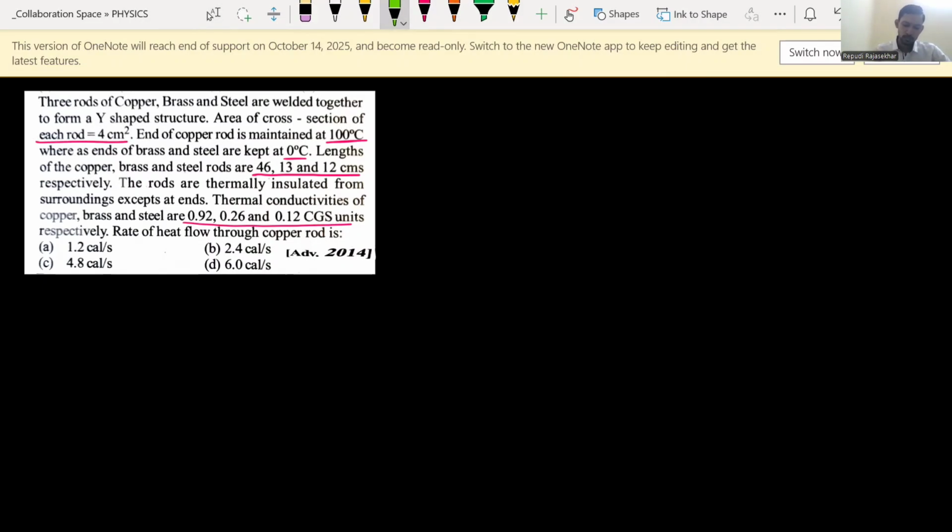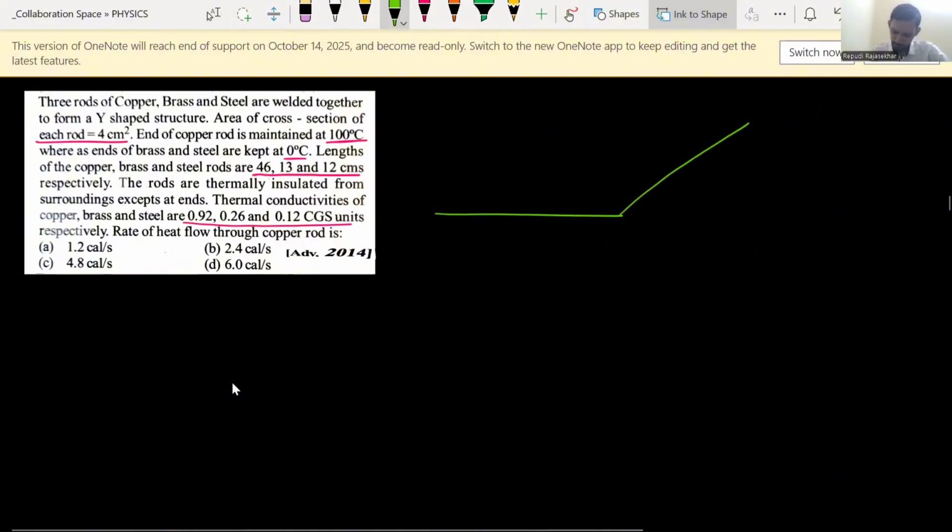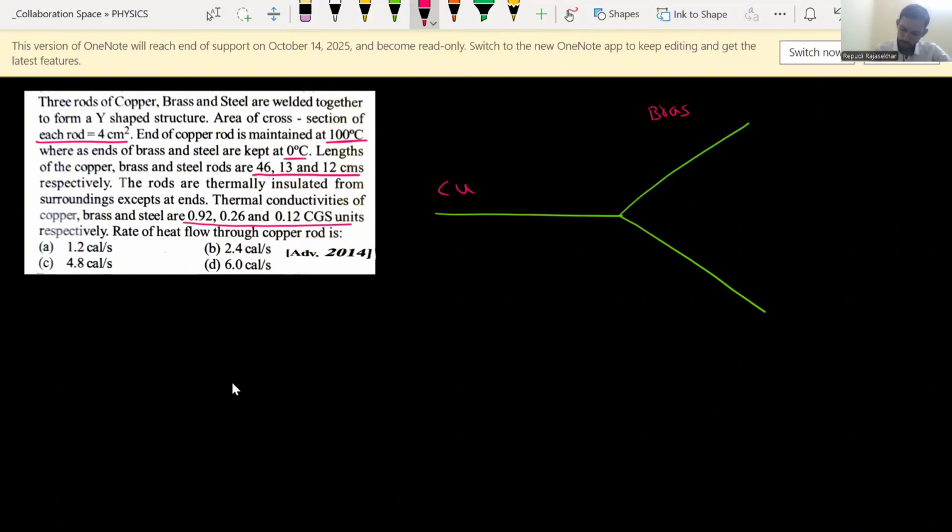Okay. So let us draw the diagram here. This is one rod. This is another rod. This is another. 3 rods are there. Okay. So one is copper and one is brass and the other one is steel. Easy question only. Okay, a little bit of calculation, nothing. But you have to write the data carefully. If you write brass instead of steel, or copper, if you change, the answer will be different.